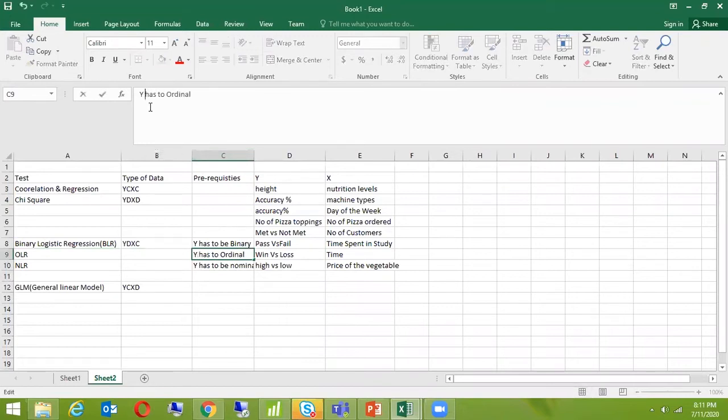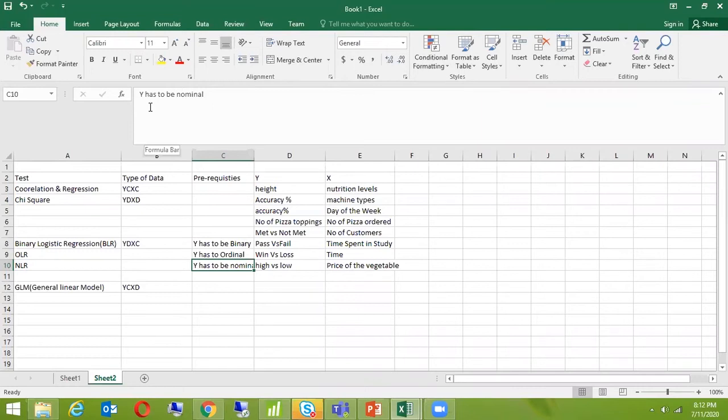Simar, just a question here. In correlation and regression, when you have y continuous and x continuous, we haven't mentioned anything in the prerequisites, but we discussed that for continuous data our hypothesis test will change based on data normality. So will there be? Yes, Anand, there is no prerequisite in the case of correlation and regression.